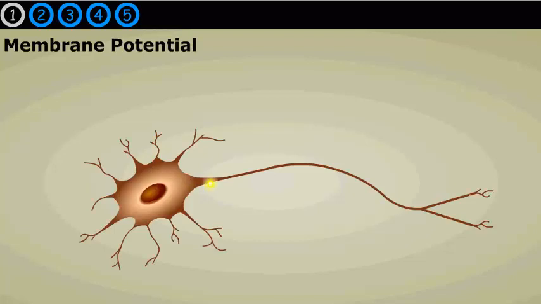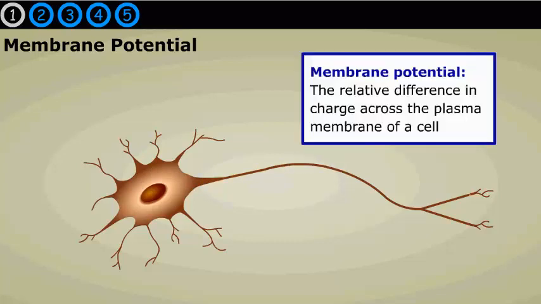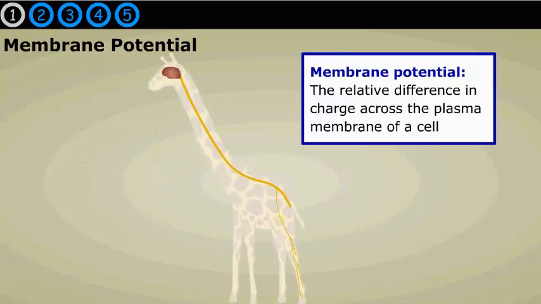Neuronal messages travel as changes in the relative charge across the plasma membrane. A difference in charge on the inside of the membrane relative to the outside of the membrane is called a membrane potential. Neurons have specialized features that allow them to develop a large charge difference, or action potential, that can be sent unchanged along its length. In the giraffe, this distance could be up to 15 feet.